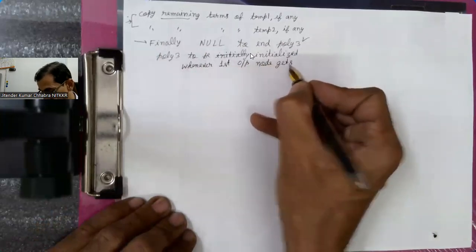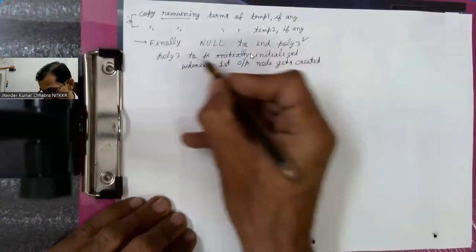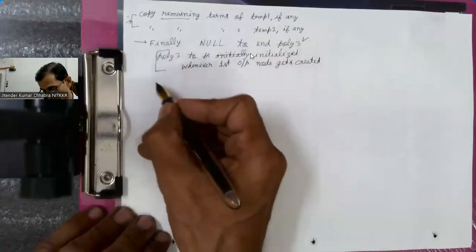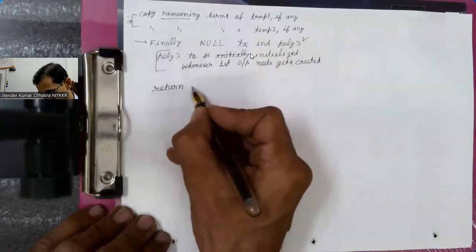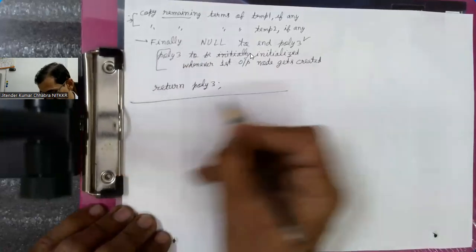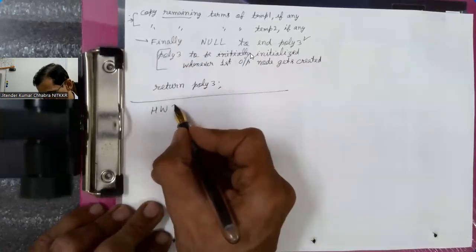So how will you verify? By that time, poly 3 will be null, and after that, poly 3 should not remain null, and based on that, you should work. And finally, you should say return poly 3. So this you must try. I will say that can be your homework 3.